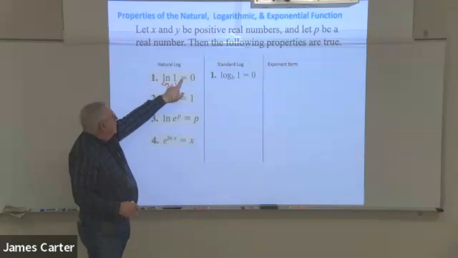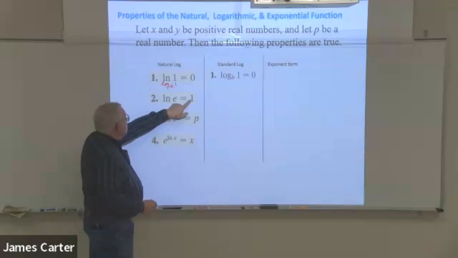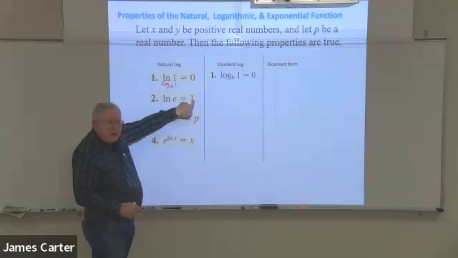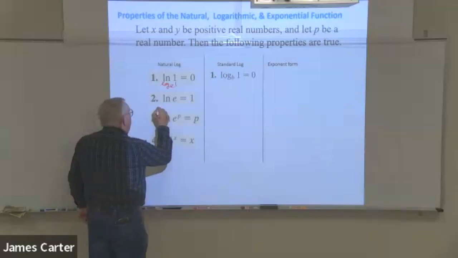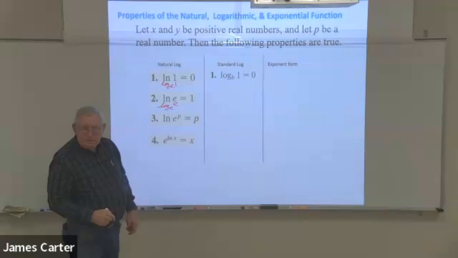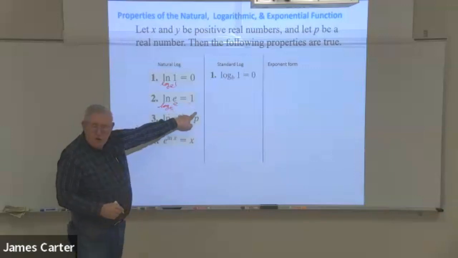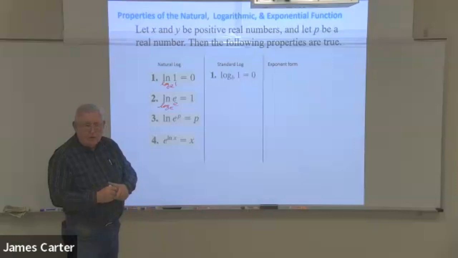So if you have a 1 here, it's 0 power. This one, on the other hand, says you have a first power. Well, that means it's itself. In reality, this means log base e of e. Anything of itself is 1. 1 to any power is itself.